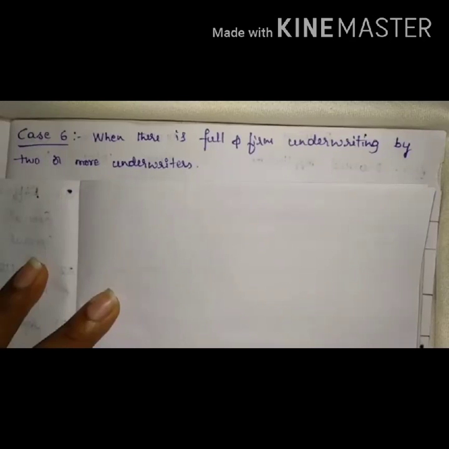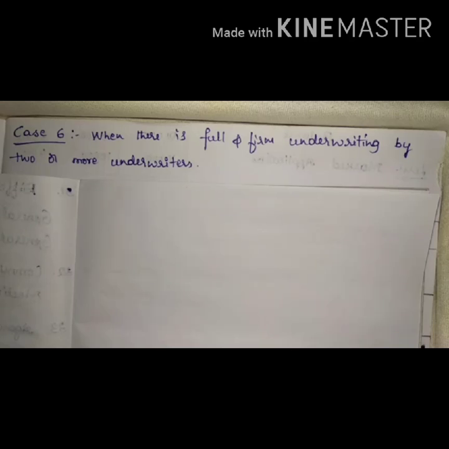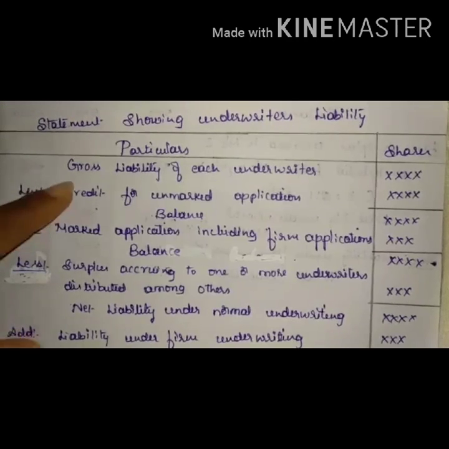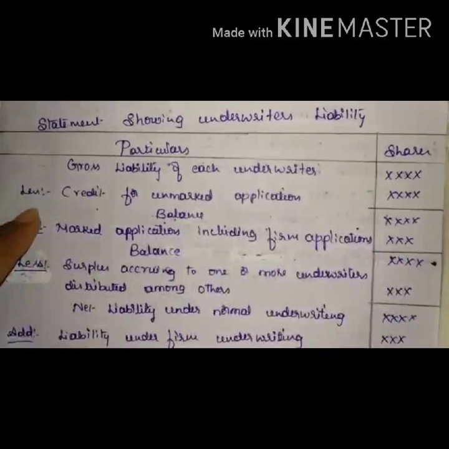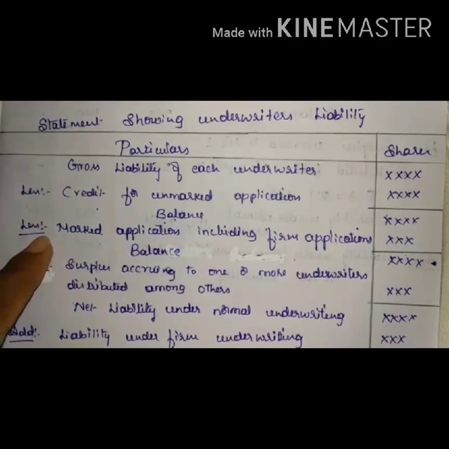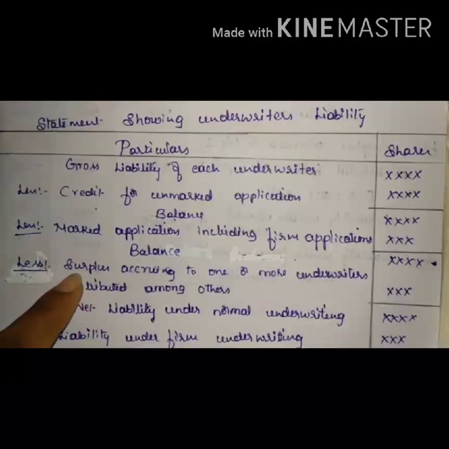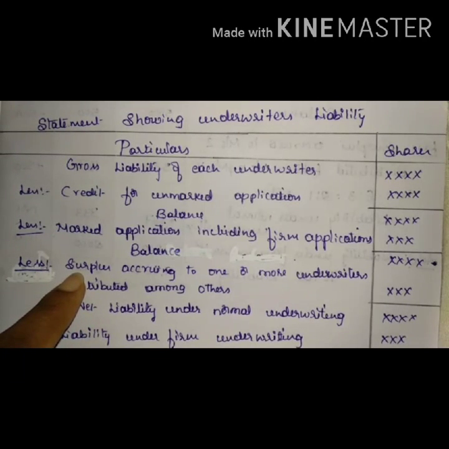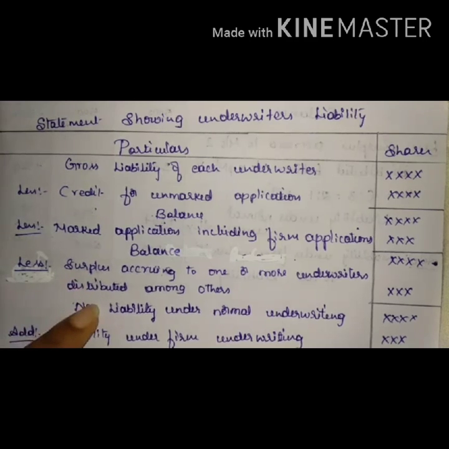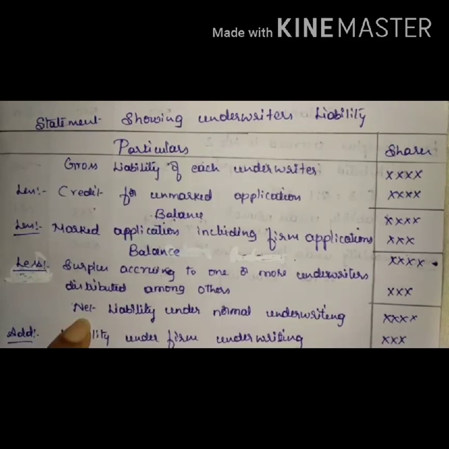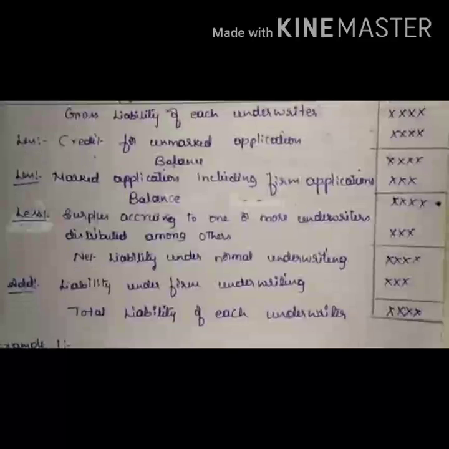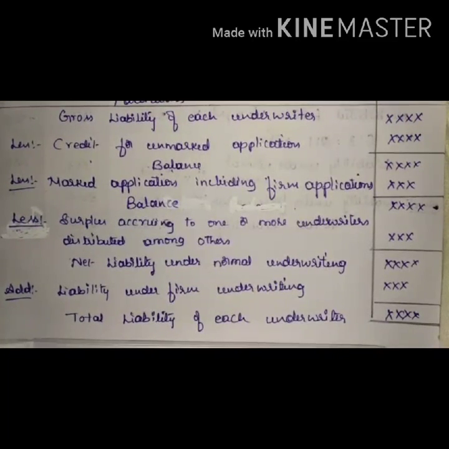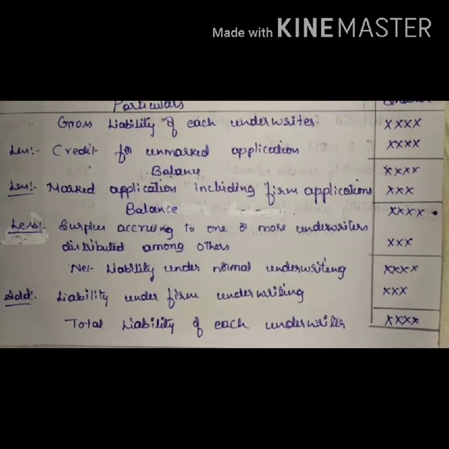Case 6. When there is full and firm underwriting by 2 or more underwriters. We'll see how to calculate underwriter's liability under this using a statement. Here is a statement. First we have to take the gross liability of each underwriter. Then we have to deduct unmarked applications. Then again marked applications. Then if we get a surplus for any underwriter, we have to distribute it among the others. So we'll get liability under normal underwriting. Later we have to add liability under firm underwriting. So finally we'll get the total liability of each underwriter.